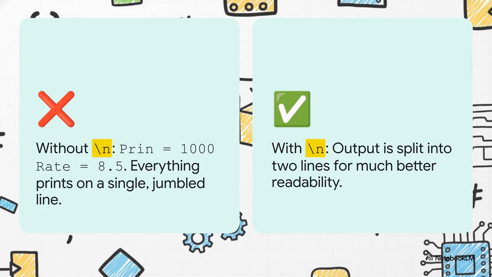Just look at the difference that one little \n character makes. On the left, without it, our output is just a jumbled mess all on one line. But on the right, by adding \n, we're telling the cursor to jump down to the next line. Instantly, we get clean, organized, readable output. It's a tiny change, but it has a huge impact.